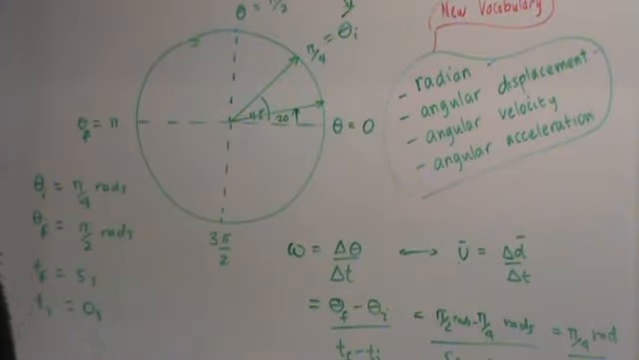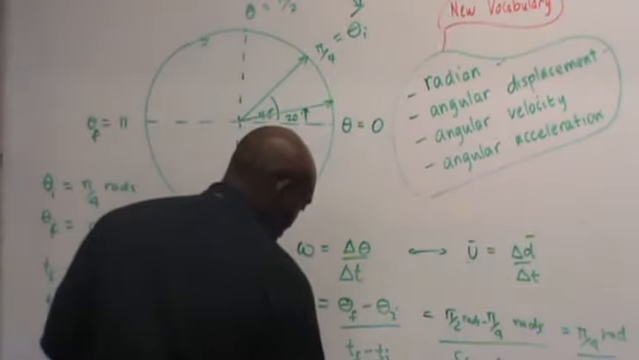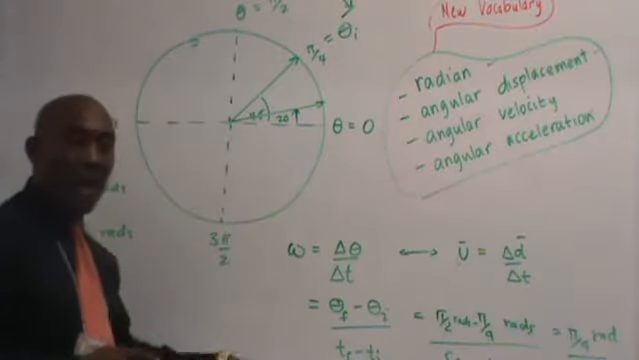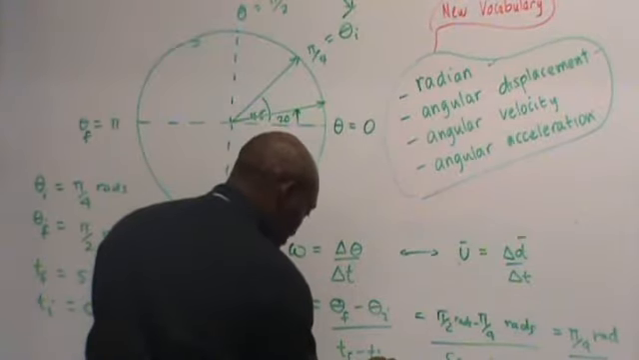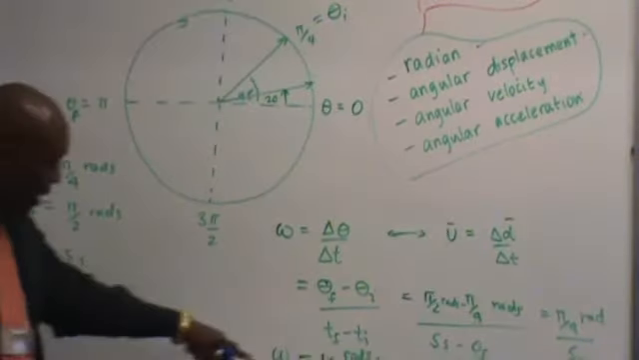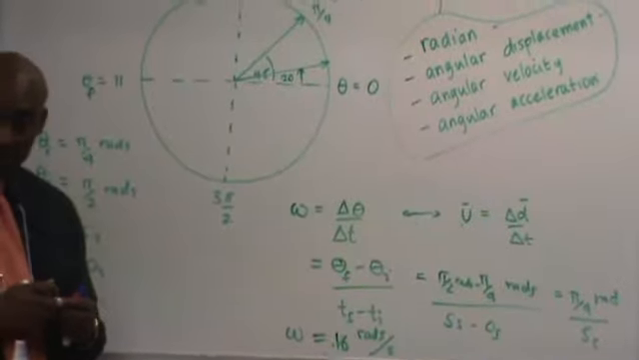0.75 divided by 5. 0.785 divided by 5 is 0.157, about 0.16. So your angular velocity would be 0.16 radians per second. Radians per second is the unit for angular velocity.